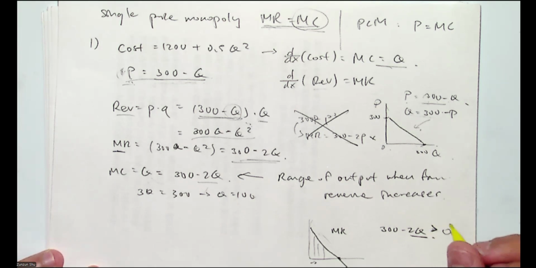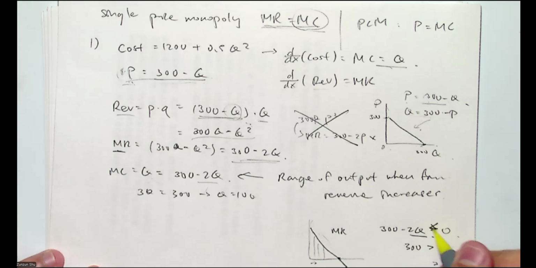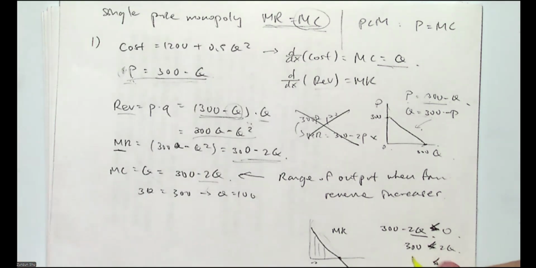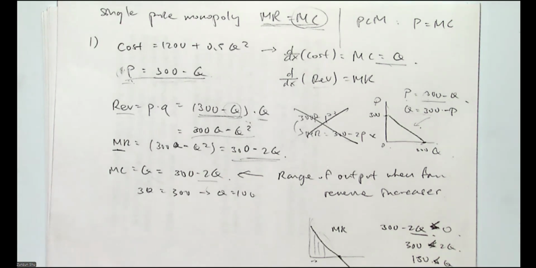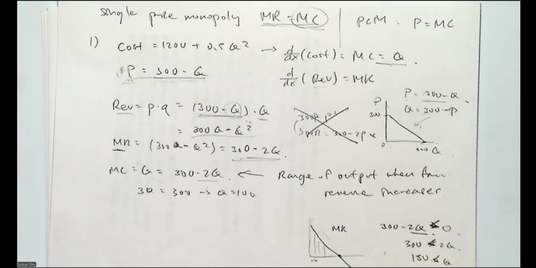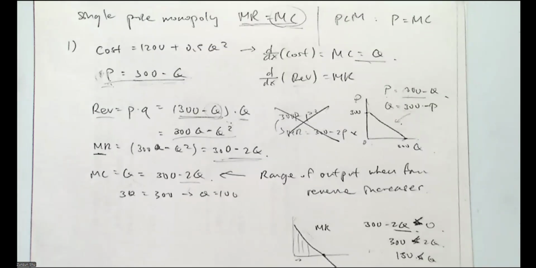Well, it's going to be equal to 0, but we can just express it this way. When is it greater than 0? It's going to be greater than 0 when 300 is greater than 2Q. Sorry, no, when will it be less than 0? It will be less than 0 when Q is 150. So the range here is going to be 0 to 150. So that is how you would get this.